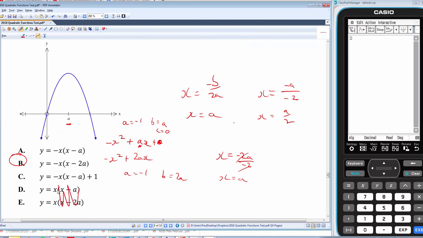You could have ruled out these two automatically. They're upright parabolas. This parabola is inverted. So that's another thing you could have certainly done with that.